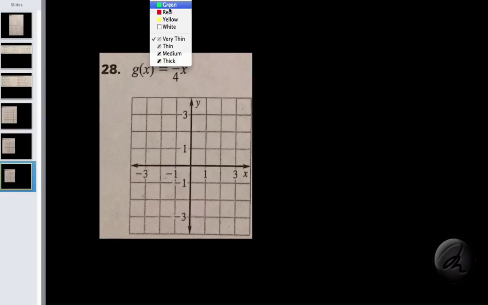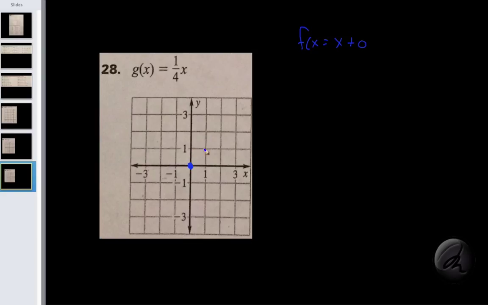So again, I know that I can go ahead and graph my original function, which is f of x equals x, and there's a 0 y-intercept. Okay, 0 y-intercept, and that's rise 1, run 1. Rise 1, run 1. Okay, so that's what that function looks like. Okay, so let's look at the actual equation they're giving me here.